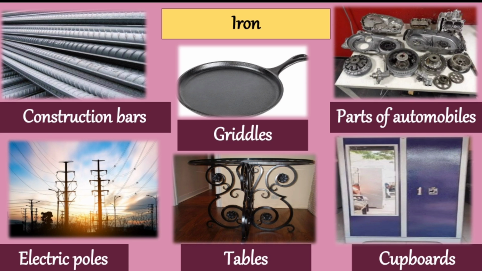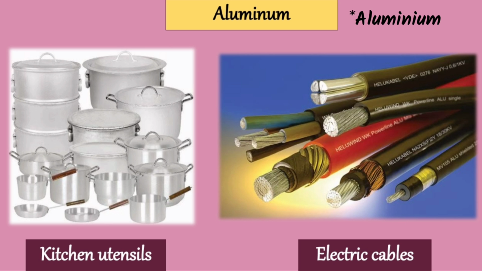Our next example we will take as iron. Iron is used to make construction bars. It is also used in electric poles. Iron is also used to make griddles of the pans. Iron is used to make tables. It is also used to make parts of automobiles. And iron is also used to make cupboards. Our next example is aluminium. Where do we use aluminium? We use aluminium to make kitchen utensils, and aluminium is also used to make electric cables.